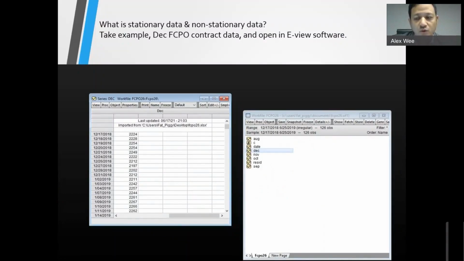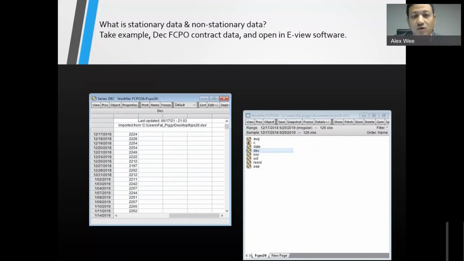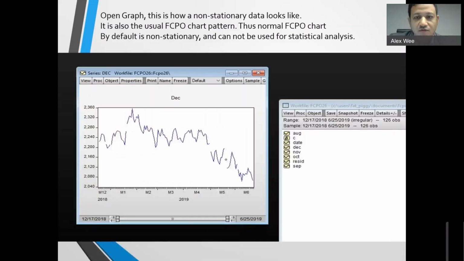If you want to do quantitative modeling on FCPO data like this graph, you cannot leave it as non-stationary. You have to make it stationary. That will mean removing the unit roots. Take for example here, the December FCPO contract data, open in EViews. This is the data. This is the normal chart, which is called a non-stationary chart. This is also the usual FCPO chart pattern. By default, it's non-stationary. It cannot be used for statistical modeling. You have to process it.